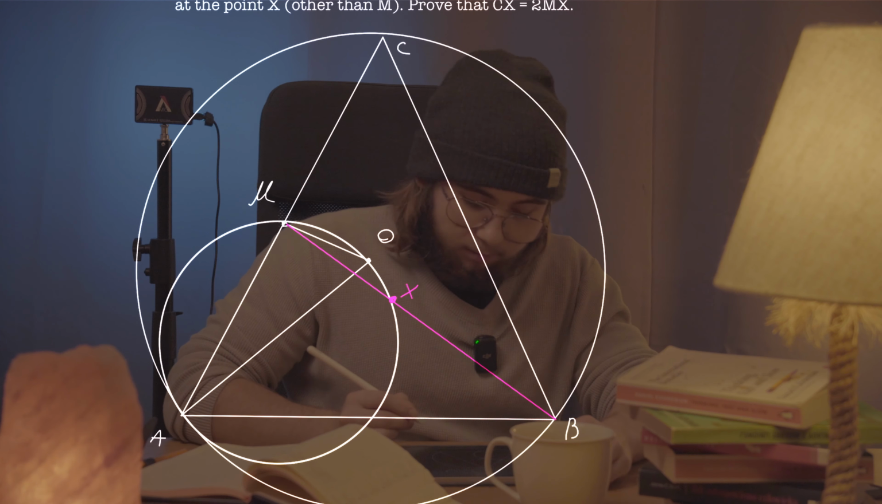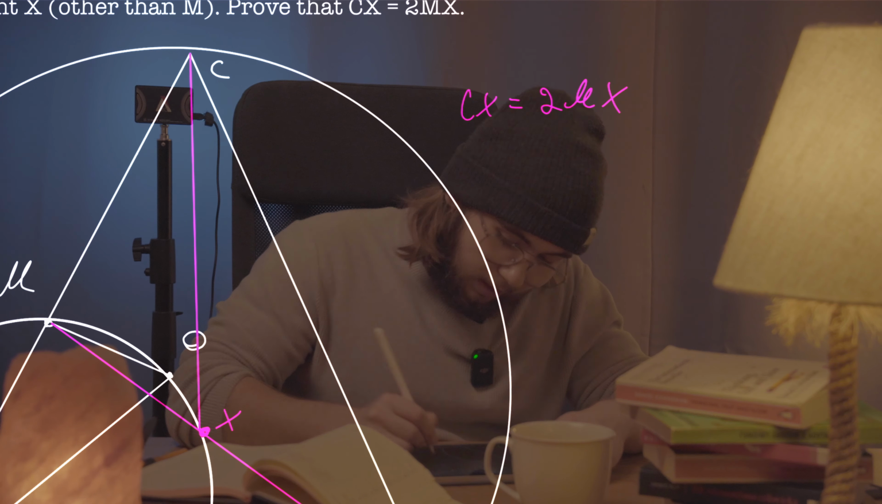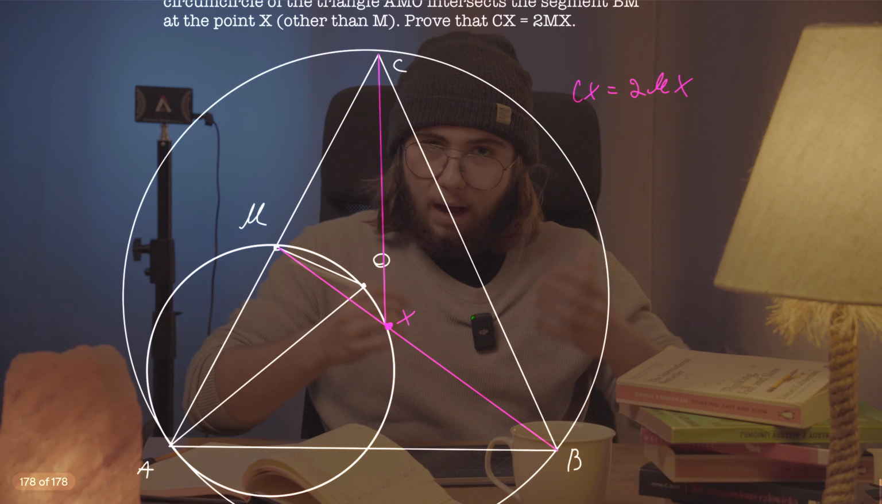And now I'm supposed to prove that point X lies twice as far from C than it lies from M. And so I'm supposed to prove that this guy there, MX, is half of CX. So let me just write it somewhere here. I would like to prove that CX is equal to double MX. Lovely. So how are we supposed to do it?